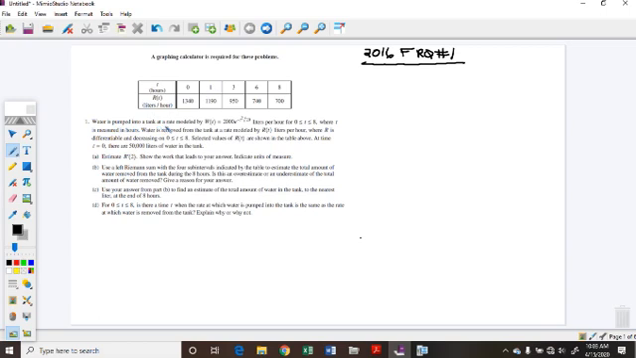Water is pumped into a tank at a rate modeled by W of t equals this mess. Okay, that's a rate function. That's the rate at which water is being pumped in. Water is removed from the tank at a rate modeled by R of t, where R is differentiable, which we've been reviewing. That also means it's continuous, and decreasing on 0 to 8. Selected values of R of t are shown in the table above. At time 0, there are 50,000 liters of water in the tank.